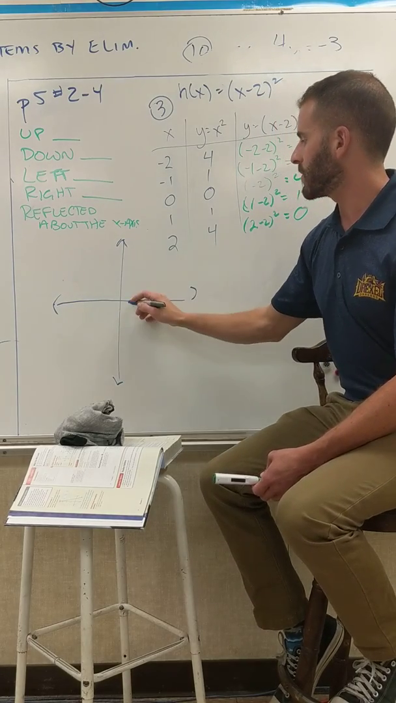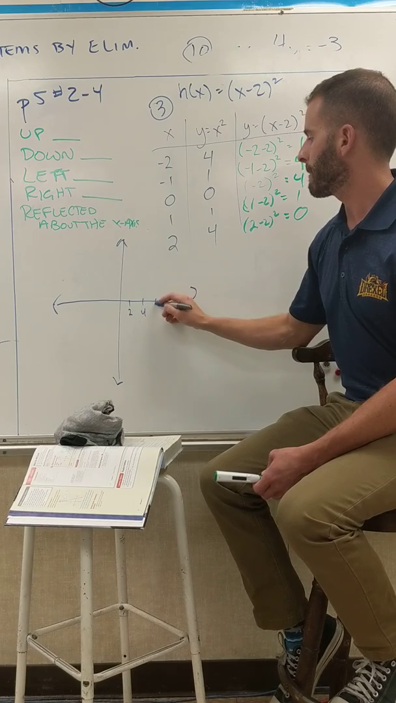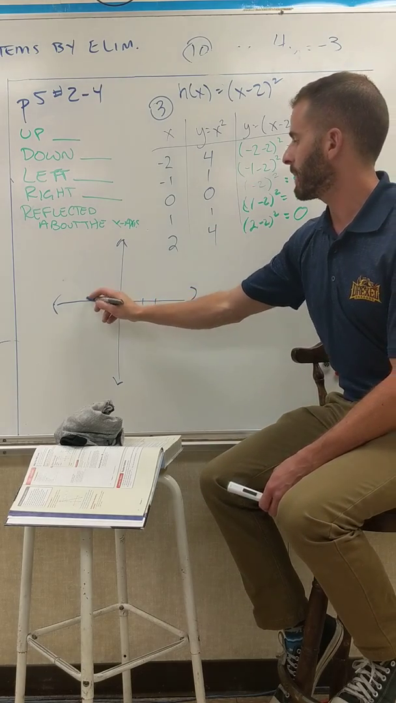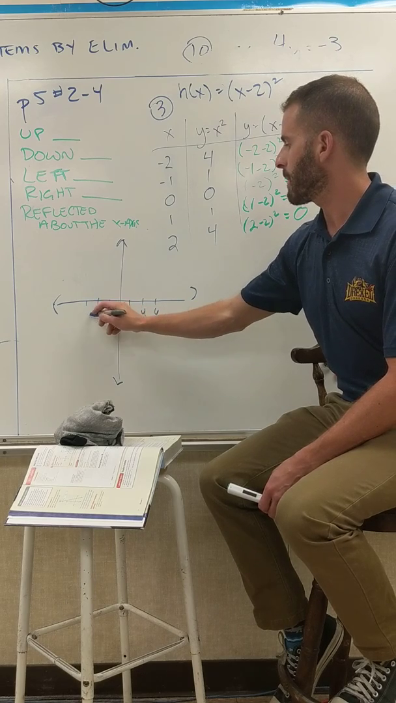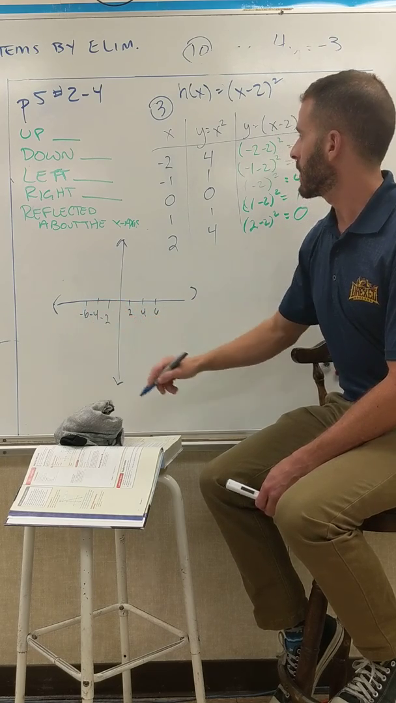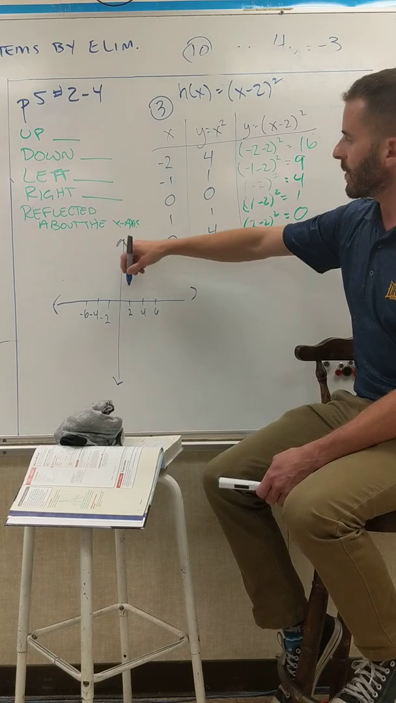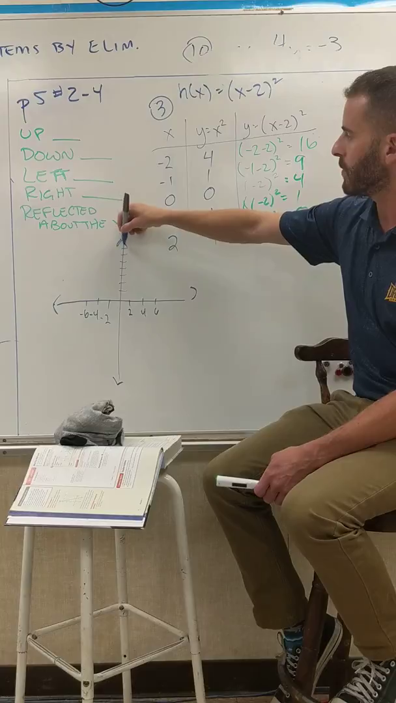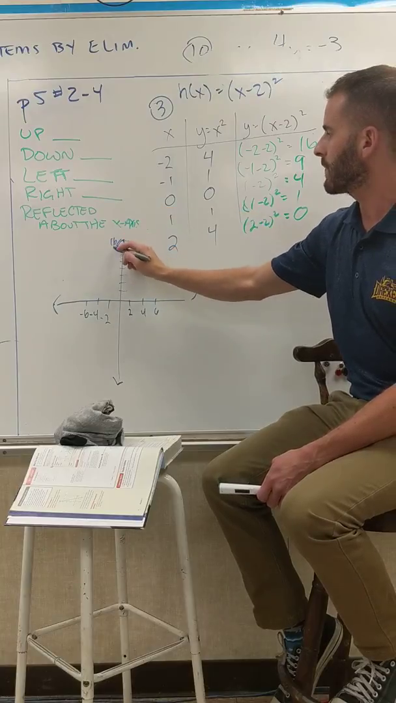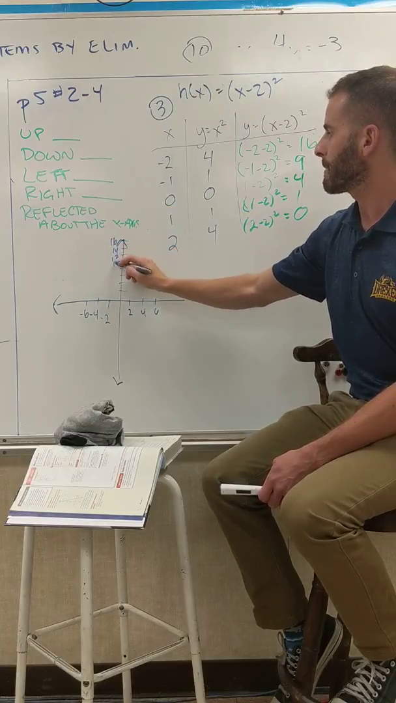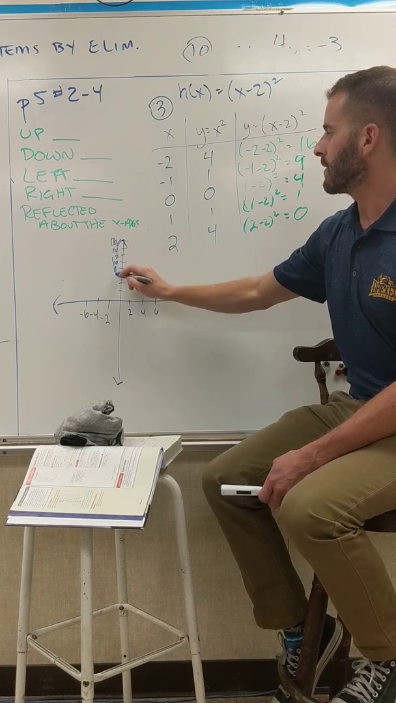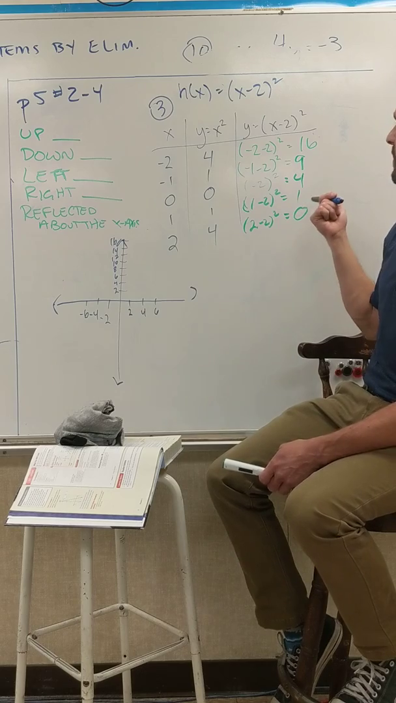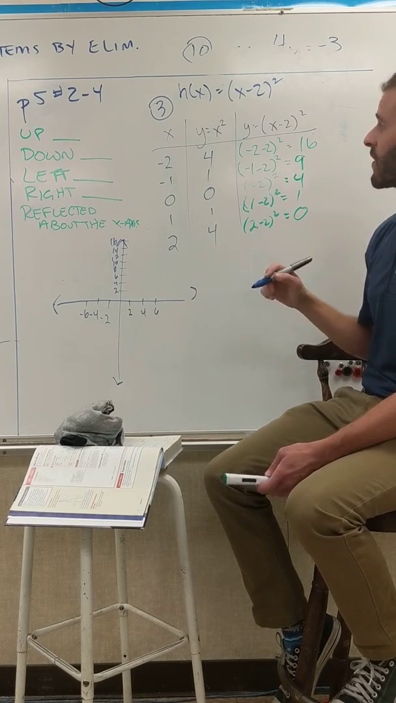Probably going to want to count by 2's now. Looks like my x's don't go much farther than that, but my y's are going all the way up to 16. So 2, 4, 6, 8, 10, 12, 14, 16. I hope you can see it. If you can't, I guess you're going to tell me tomorrow at school. Doesn't look like I have any negatives on the y-axis, so I'm not going to draw them.